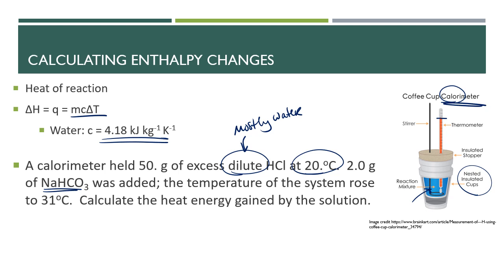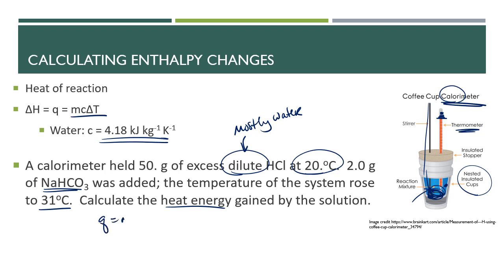We toss in that sodium hydrogen carbonate, and the temperature goes up to 31 degrees Celsius. So I watched my thermometer go up, up, up. I have this stir in here because I don't want a little hot pocket of stuff here and a cold pocket of stuff here. That stir helps to keep that distribution of temperature changes equal so that I have a fair temperature change coming from my thermometer. So let's calculate that heat energy.